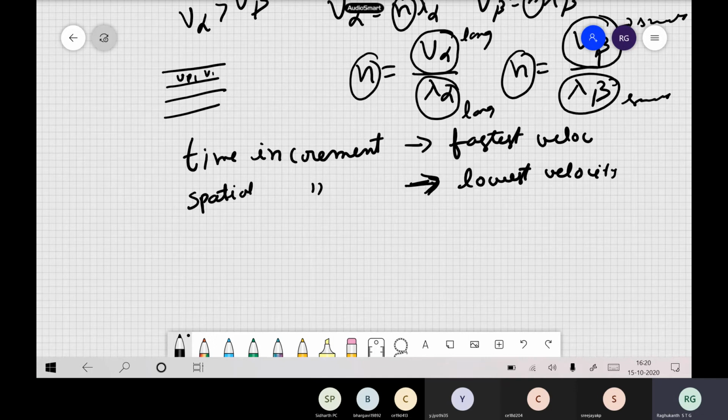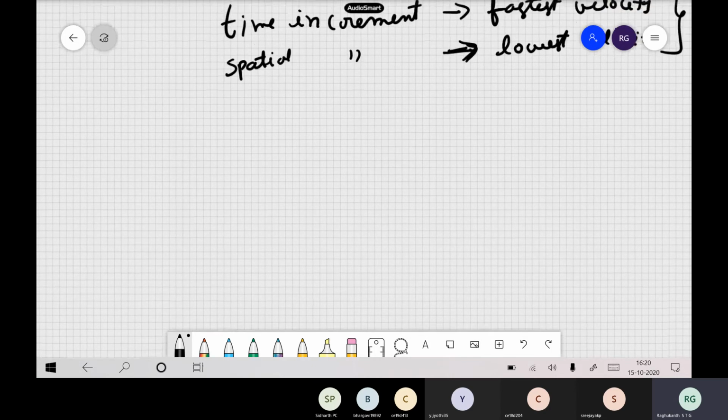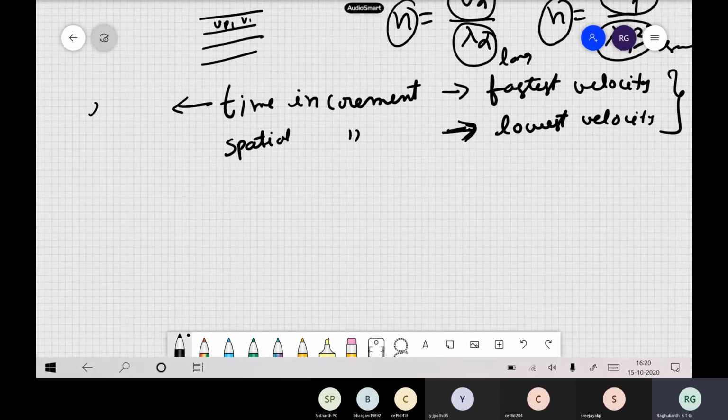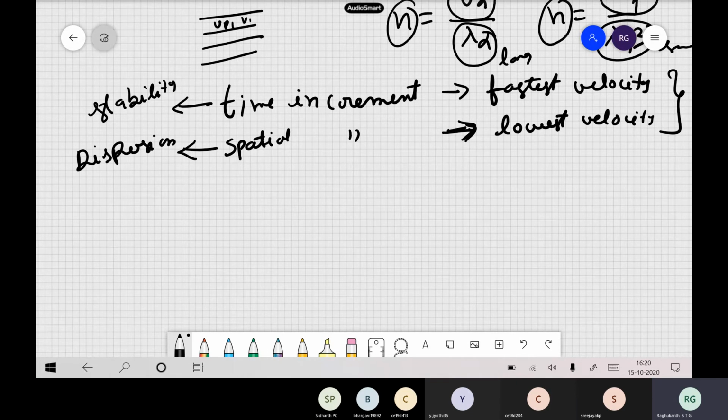So this is a very, very important thing in numerical simulations. You have to choose based on these two, then only you will get nice solutions. And already I told you, time increment is related to stability, and spatial increment is related to dispersion. So stability is controlled by the P wave, and dispersion is controlled by the lowest shear wave. So you have to be very careful.